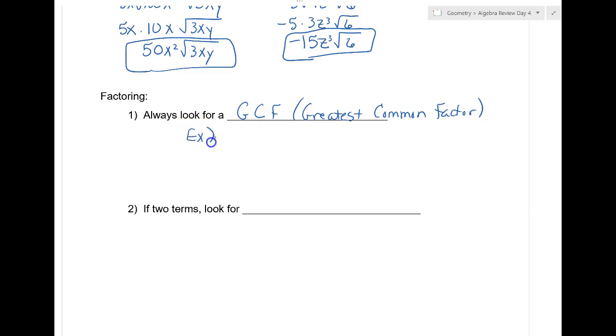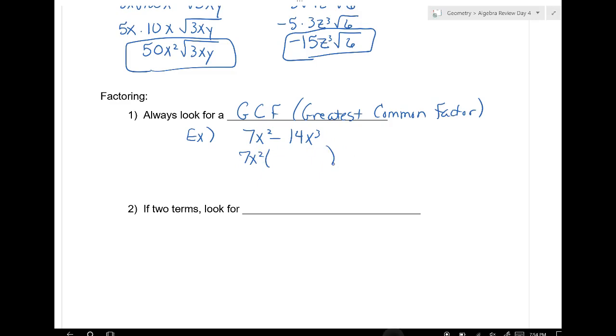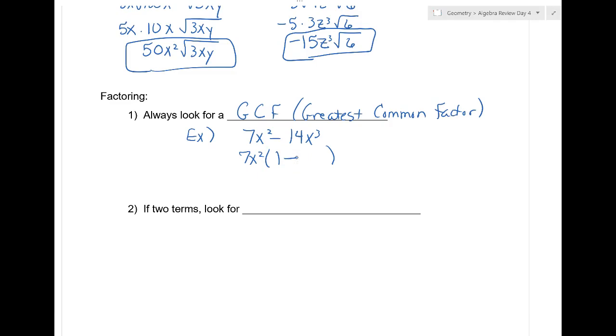So a quick example of this would be a problem like this. We have 7x squared minus 14x cubed. All right, so with that, what do we factor out? We take out a 7x squared. Well, what's 7x squared divided by 7x squared? Well, that's 1. What's 14x cubed divided by 7x squared? Would that leave a 2x? Now that's a completely factored problem. Now remember, when you're factoring out a greatest common factor, it's like you're undistributing. Instead of multiplying, you're going to be dividing things out. So hopefully that made a little bit more sense.